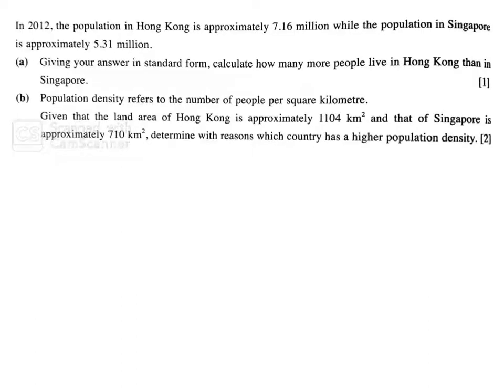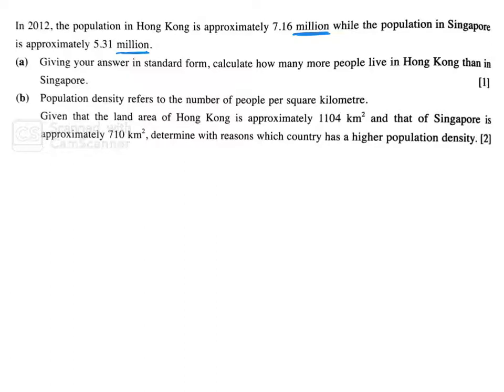Up next, we are going to apply the standard form into solving some of the word problems. In this case, it actually involves some words such as, for example, the population in Hong Kong is approximately 7.16 million, while the population in Singapore is approximately 5.31 million. So now let's do a quick recall of some of our different terms.